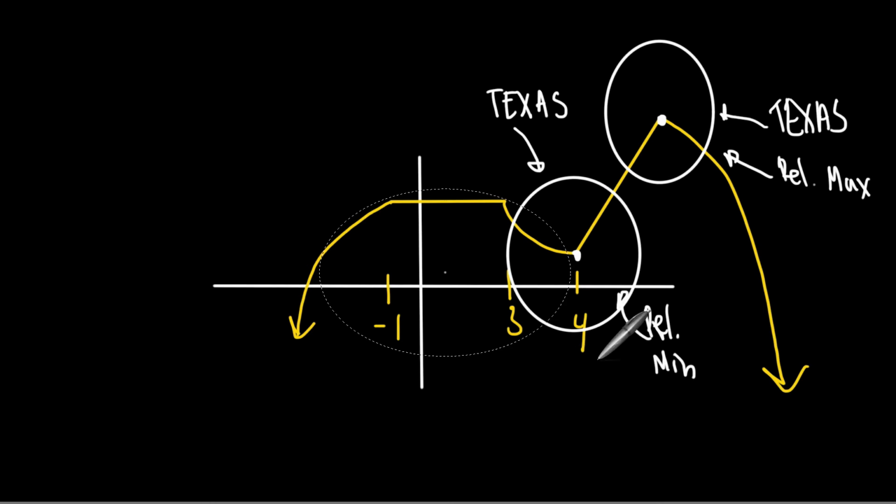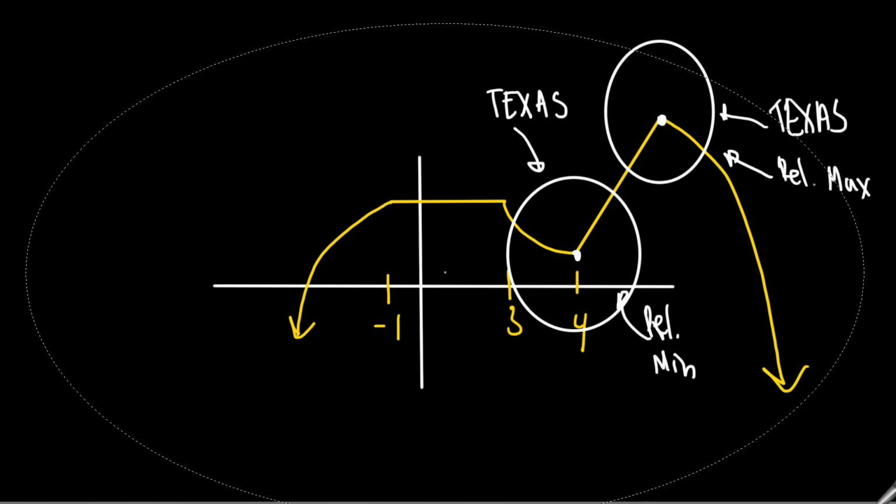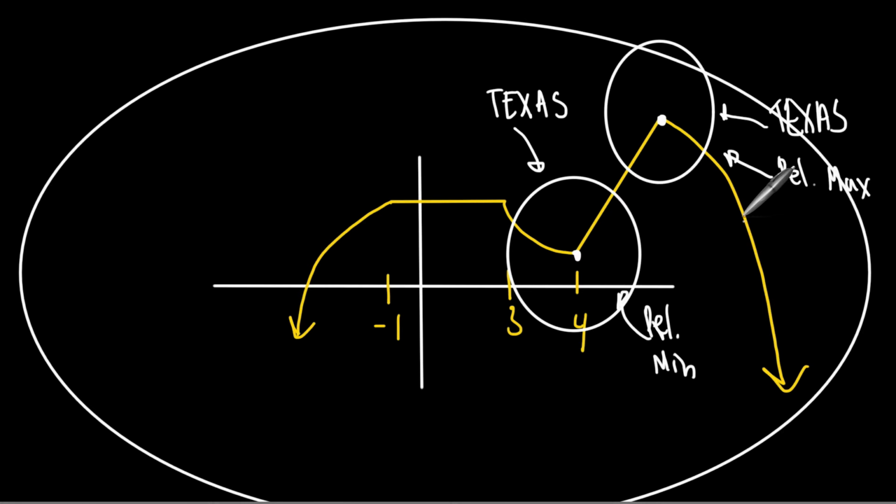So if I were to draw a circle all the way around, I guess that's more like an oval, if I were to draw an oval all the way around this entire graph, this point right here would be the highest point on the entire graph. So we could also call this an absolute maximum value. So there are absolute extrema, and then there are relative extrema.